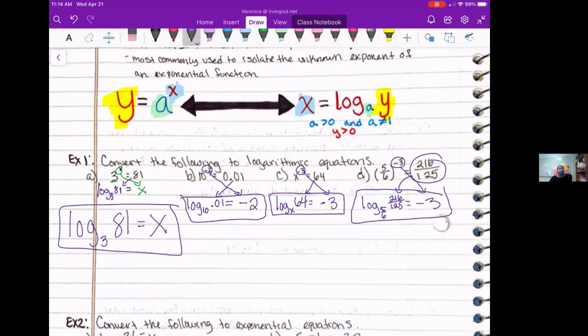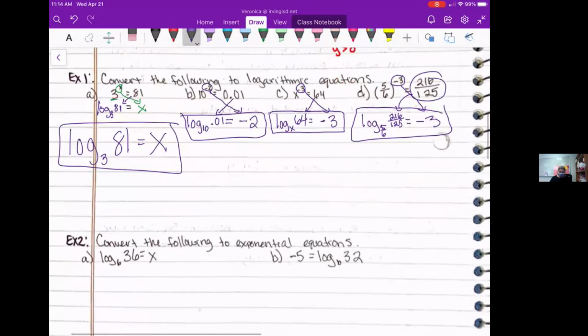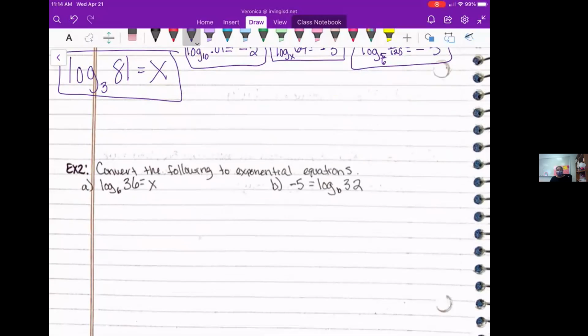Okay, thank you. All right, so example 2. Convert the following to exponential equations. So all we're gonna do is go in reverse, right? So whoever you swapped place with last time, now you're just gonna go in reverse. So we know that this is our base, right? You're chilling. You can't chill no more. You have to go get back to work. So this 6 is going to take the X back, unfortunately. And then the 36 is gonna come over here. So 6 to the power of X equals 36. Ta-da, that's it.